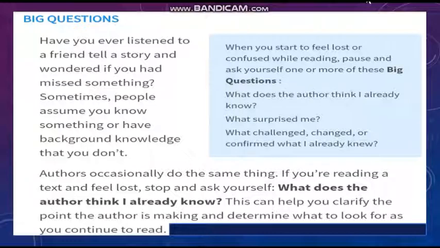So you have to connect. This can help you clarify the point the author is making and determine what to look for as you continue to read. So, when you start to feel lost or confused while reading, pause and ask yourself one or more of these big questions. Like, what does the author think I already know? Or, what surprised me? What challenged, changed, or confirmed what I already knew? So you have to think and connect. So this was all about the three signposts: extreme or absolute language, quoted words, and big questions.